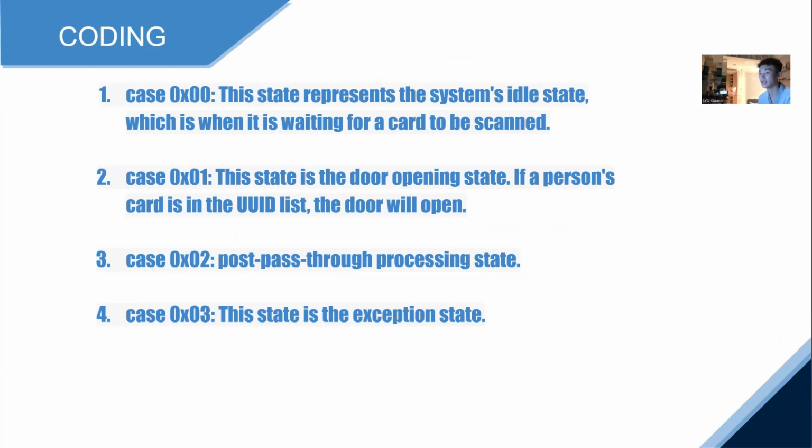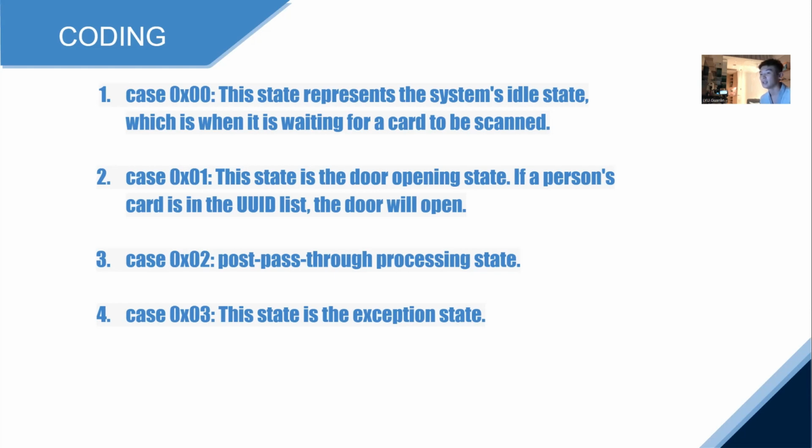And next is the second case. In this state, the door is opening, and if a person's card is in the UID list in our system, the door will open. Also in this state, the system will make some choices, or let's say some operations, depending on the input of the components.